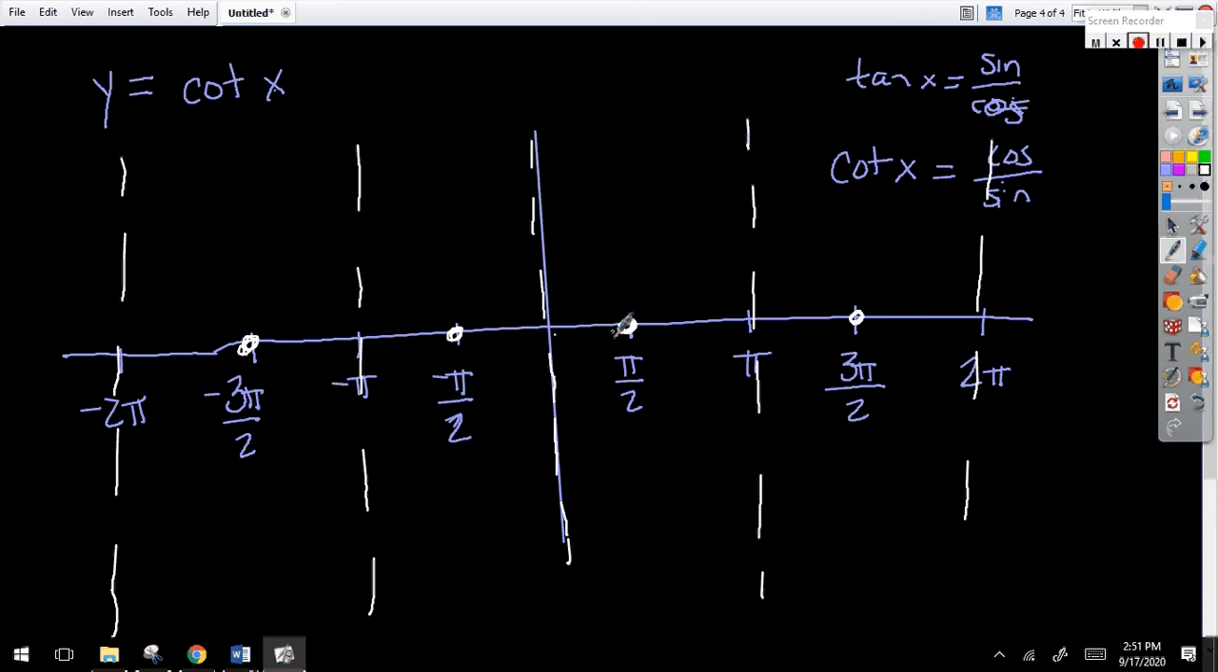Domain: x cannot be negative pi, 0, pi, and so on. Range: all real numbers. And of course, the period here is pi.